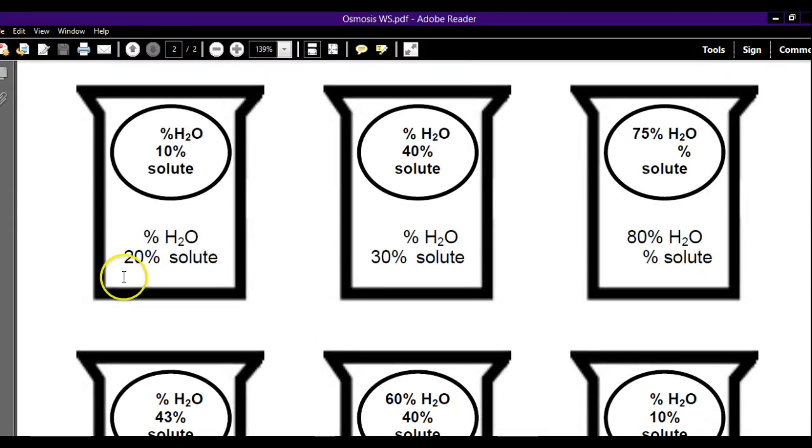Okay, here we are talking about missing percentages, and these are out of 100. So if there's 10% solute, then there's going to be 90% water. And if there's 20% solute, then there's going to be 80% water. Okay, now we look and we see there's 90% water here, 80% water here. Water is going to move from an area of high to low concentration. It's moving outwards. That's hypertonic.